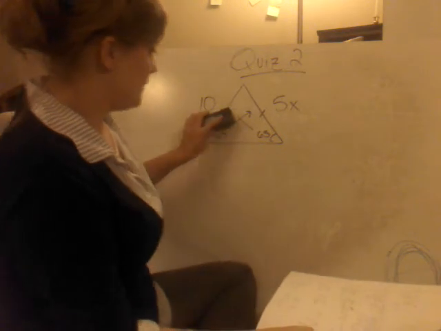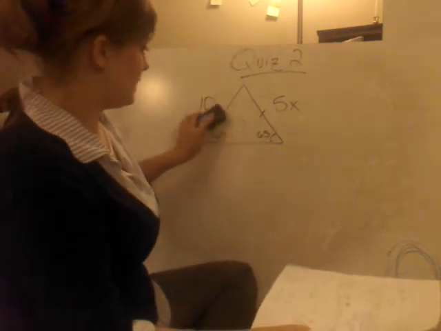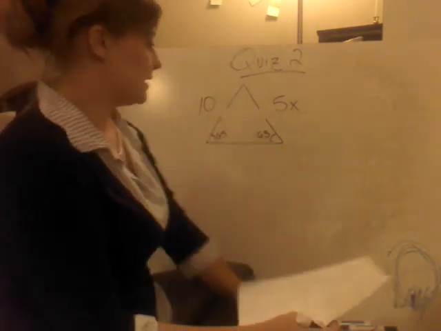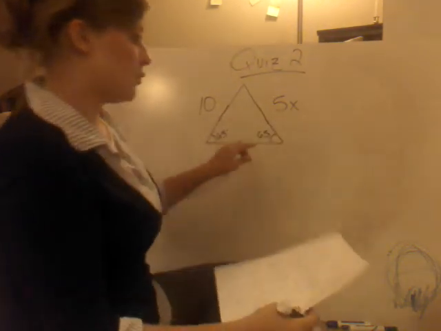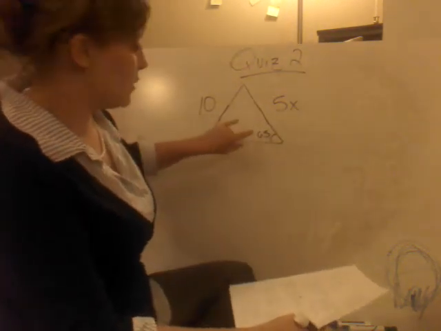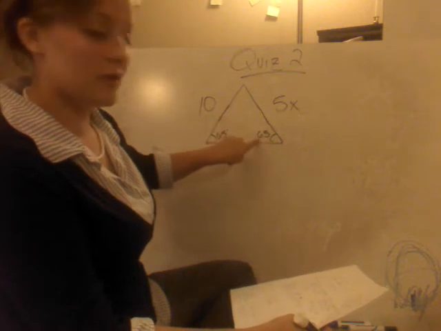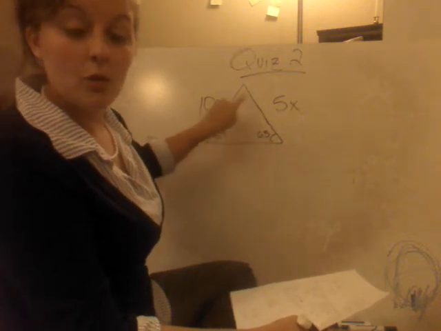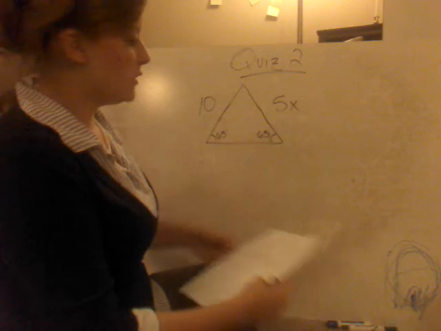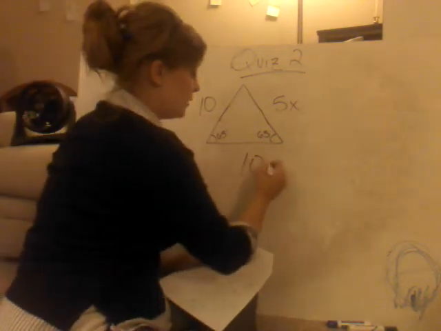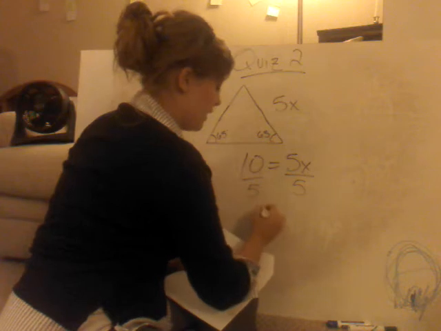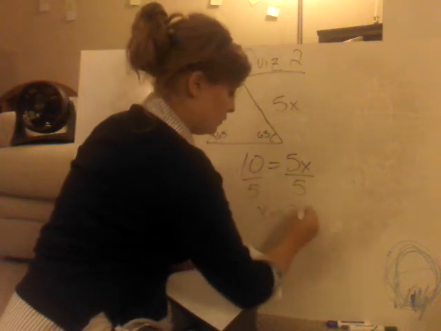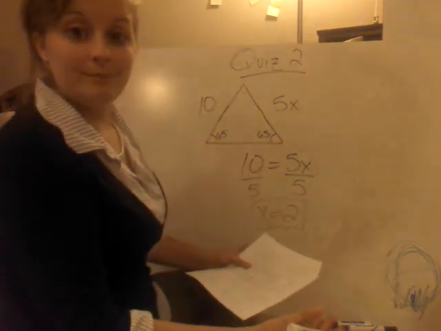Now I didn't have these triangles and I didn't have these sides marked because I wanted you to recognize that we keep working with congruency and things like that. I wanted you to recognize that if these two angles are the same, then these two sides have to equal each other. They have to be the same too. So all I would do is set 10 equal to 5x, divide by 5, x is equal to 2. That's all I wanted.